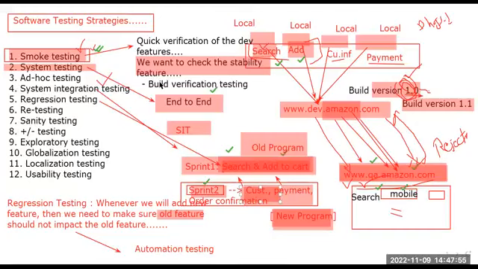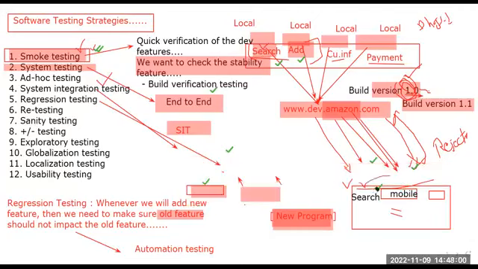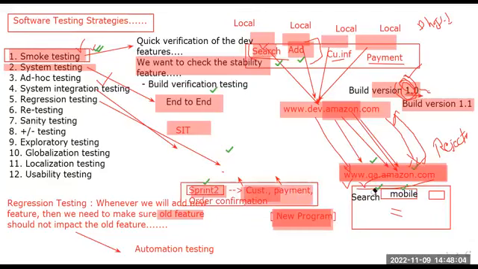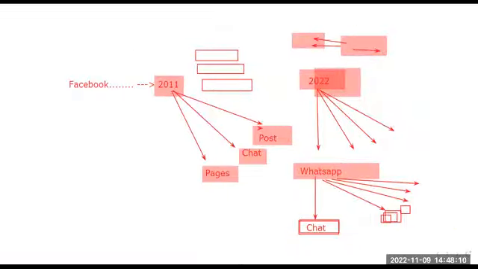Now, the next testing we are having is what? Retesting. Before that, let me give some examples again, and based on that we will discuss. Let me go to the new slide. Let's say we are doing some kind of testing.